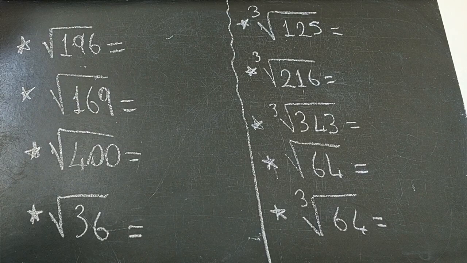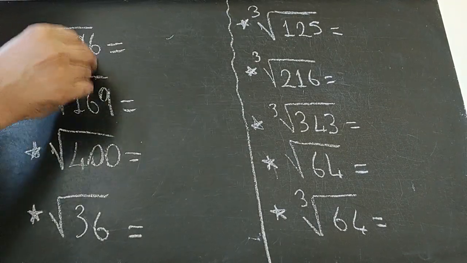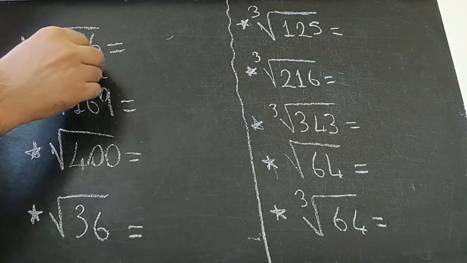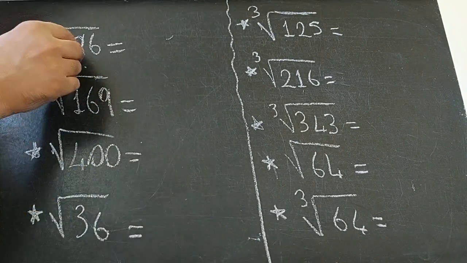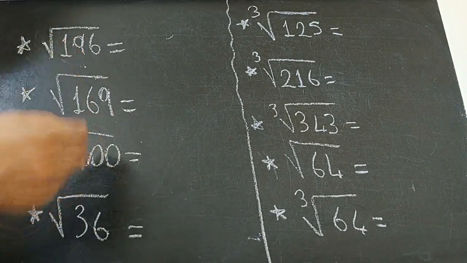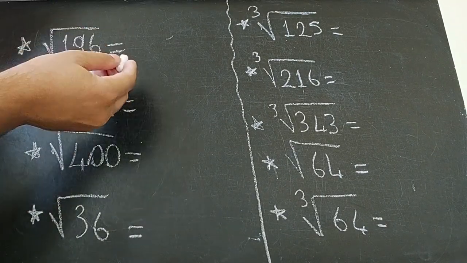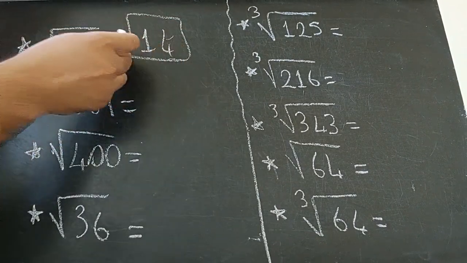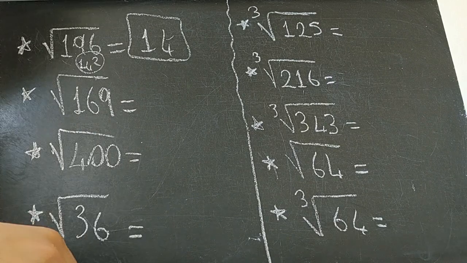Let's have a look at those questions. So square root of 196. We are thinking about 196. This number is square of what number? This is square of 14. That's right, 14 square is 196. That means this is going to come out as 14. See, I didn't do those operations I did in previous questions. You don't have to.